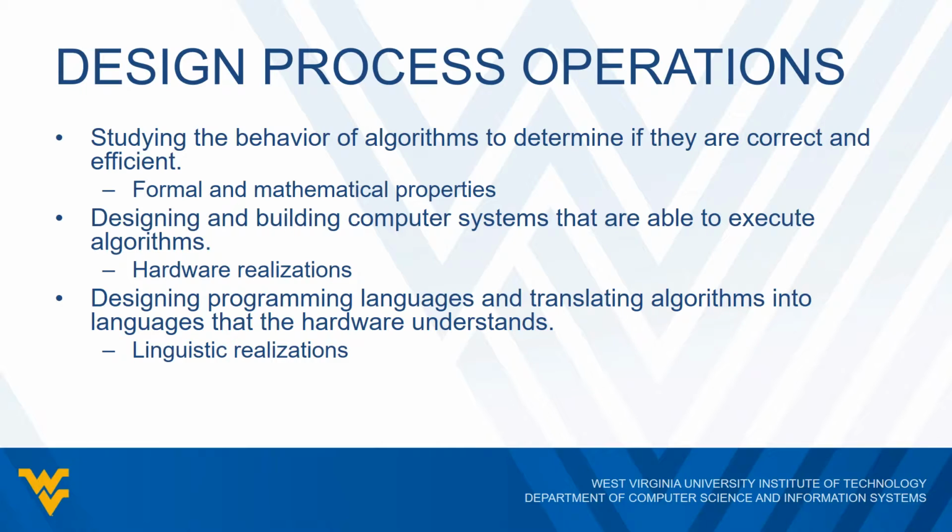So once we know that an algorithm is correct and it's efficient and we have the hardware that's capable of executing our algorithm, we still need to turn that algorithm into a program. So we use what's called a programming language, and we'll get into that in more detail later on. But this is the language that our machine understands. So we take our algorithm, we write it in this programming language, and then the machine will understand it and execute the code to solve our problem.